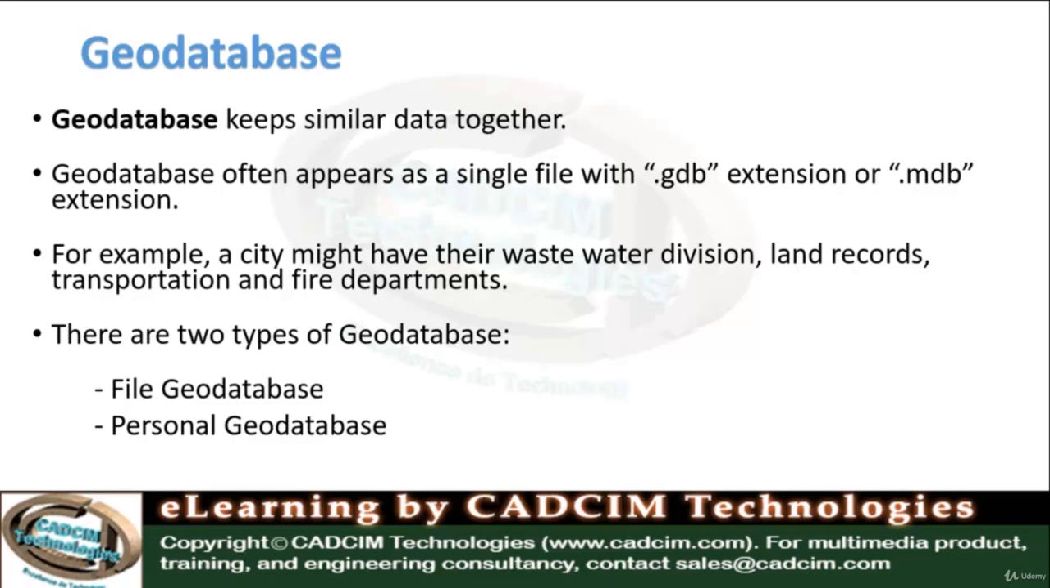Geodatabase often appears as a single file with .gdb extension or .mdb extension. For example, a city might have wasteland divisions, land records, transportation, and fire departments. So all these files will be kept in one file geodatabase. There are two types of geodatabase. First is file geodatabase and the second is personal geodatabase.